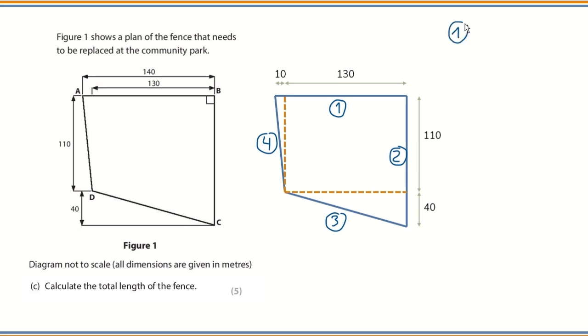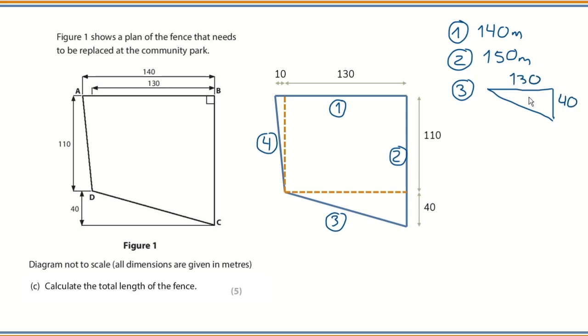The length of 1 is 140 meters. The length of 2 is 110 plus 40, which is 150 meters. To be able to calculate the length of 3, we need to apply Pythagoras theorem. So we have this triangle where this is 40 and this is 130, and this is the hypotenuse. Pythagoras theorem says that the hypotenuse square equals one side square plus the other side square.